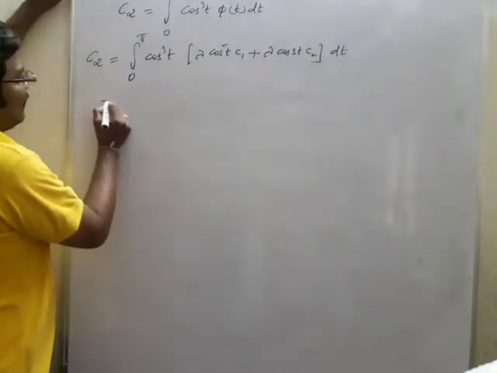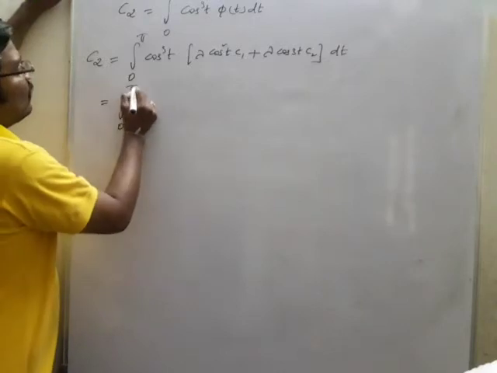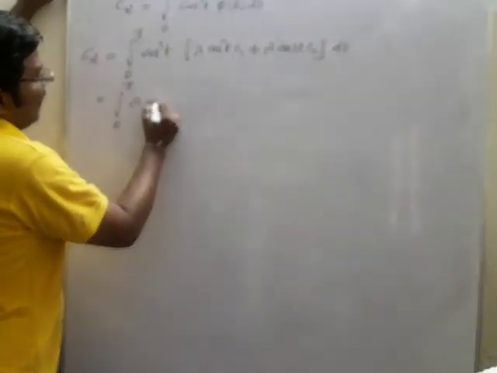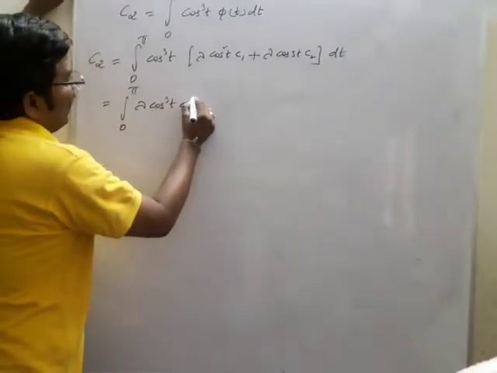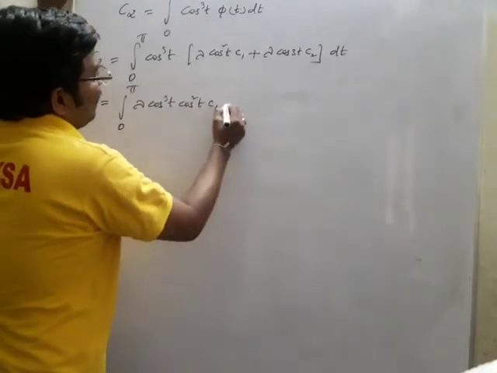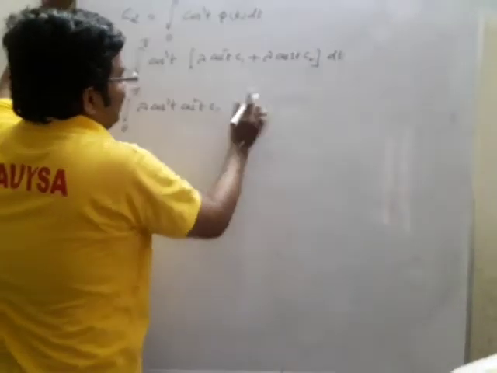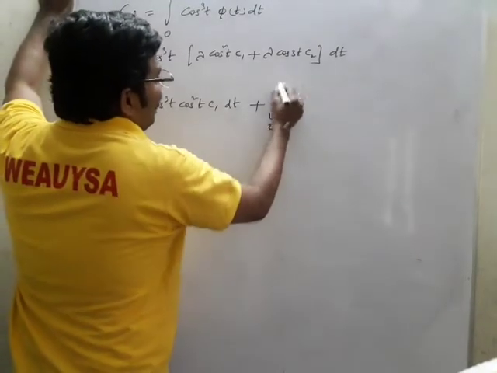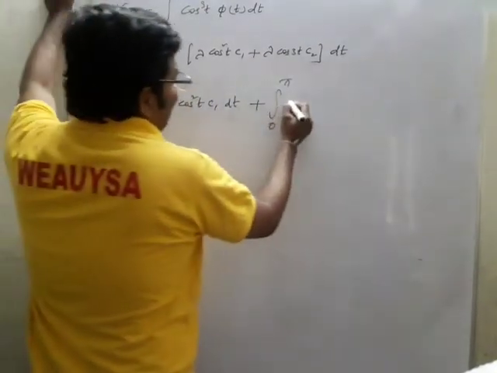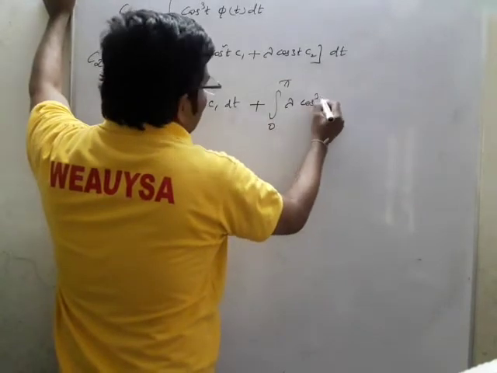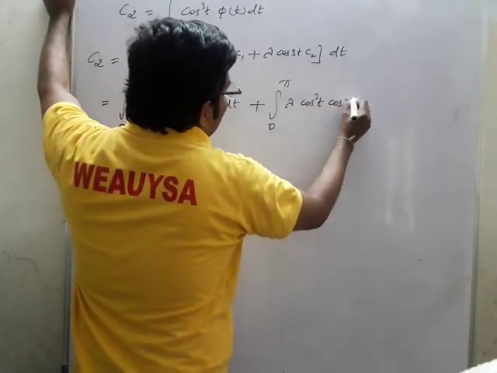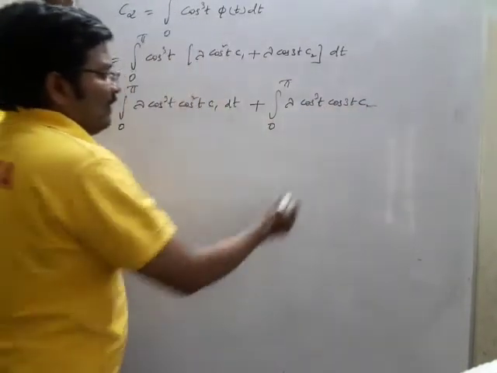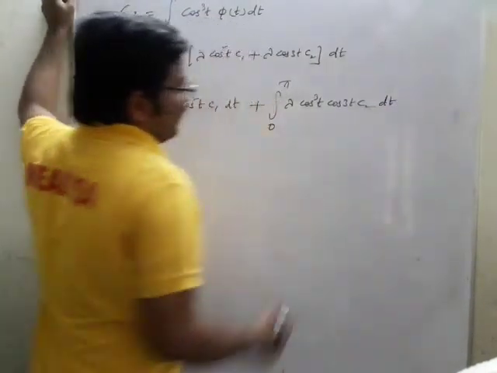Solve. So therefore we can write it in the form like integral 0 to pi lambda cos cube t cos square t c1 dt. I'll take separately integral 0 to pi, and I just multiply inside lambda cos cube t cos 3t c2. Then this is dt. Okay.